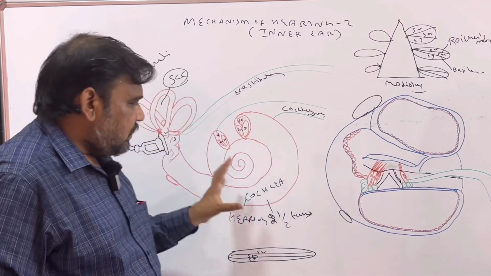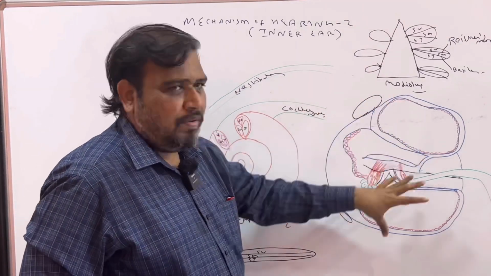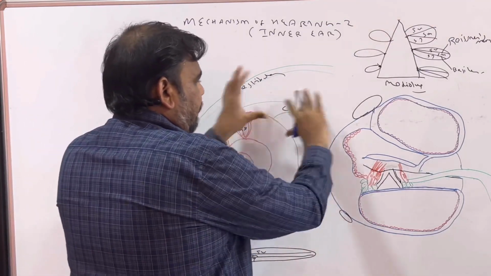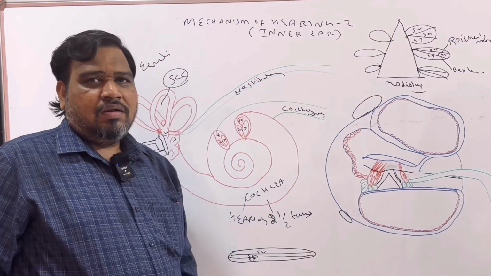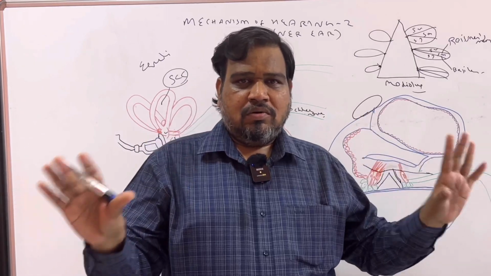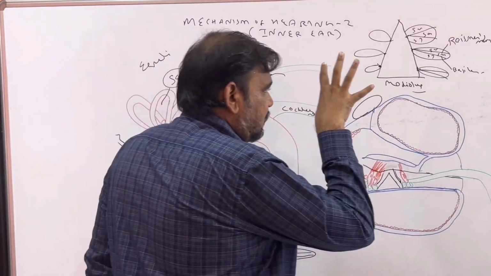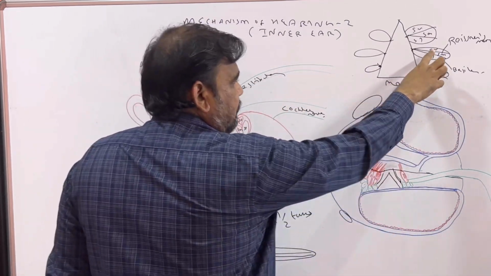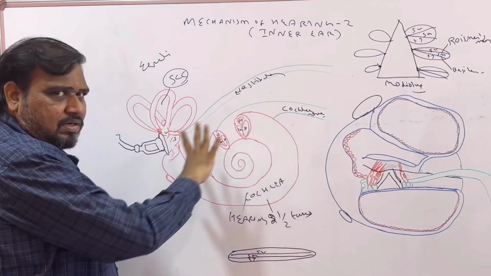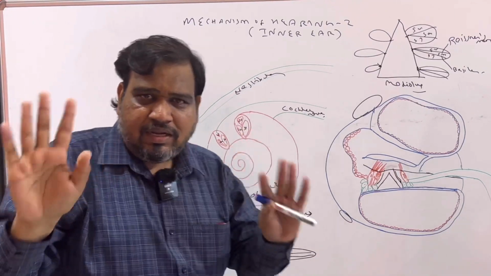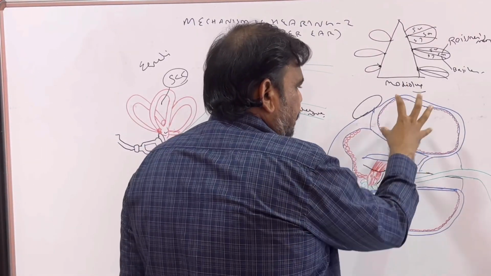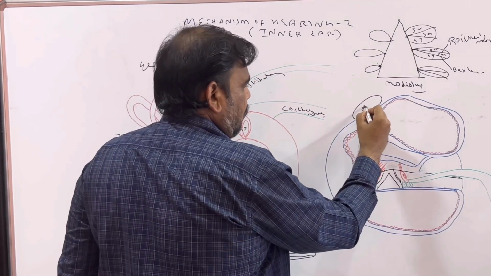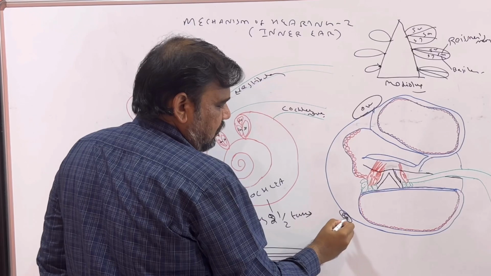Now I am going to explain how the fluid movement takes place in the scala vestibuli, media and tympani, and how the electrical impulse is transmitted into the cochlear nerve, or how the cochlear nerve is stimulated. To make it simple, I am just going to take this alone. Like this, scala vestibuli, media, tympani, the entire cochlea of 2.5 turns. For understanding's sake, I am taking one scala vestibuli, media, tympani. Of course you know this is the oval window, and this will be the round window.